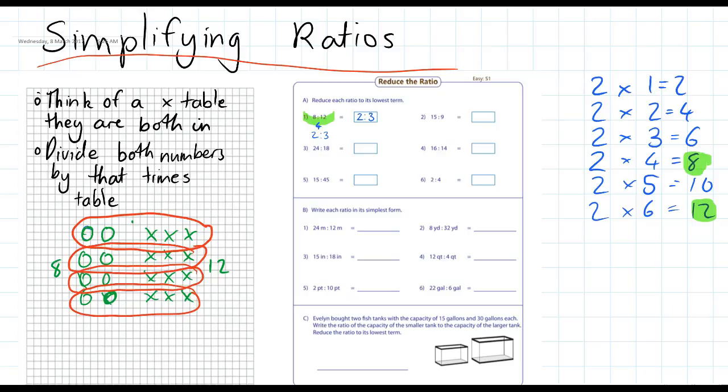And that was simplifying ratios. All you do is you think of a times table they both fit in, and then you divide by that times table.